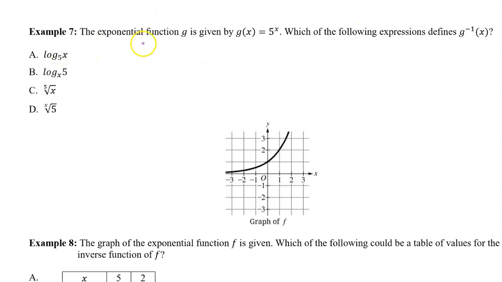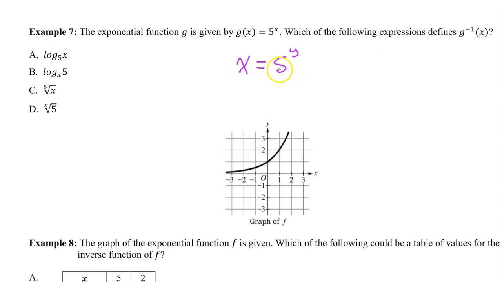Example 7. The exponential function g is given by g of x equals 5 to the x power. Which of the following expressions defines g inverse of x? You get the inverse by switching x and y and then solving for y. So if I switch x and y, I get x is equal to 5 to the y power. Once I solve for y, that will be the inverse.